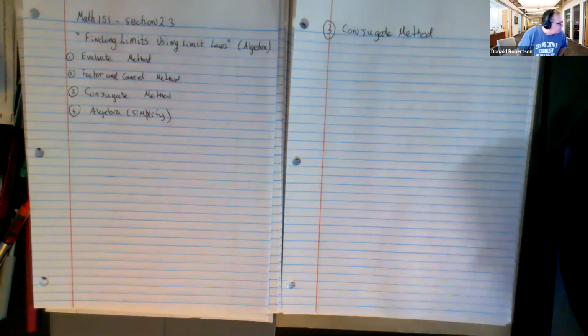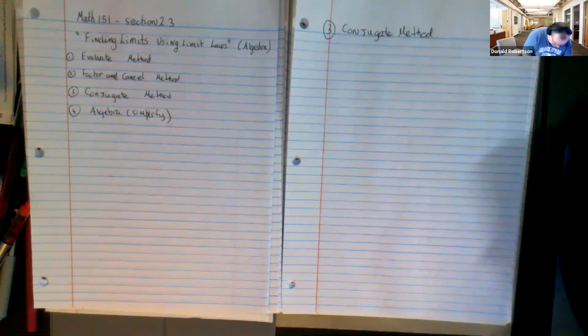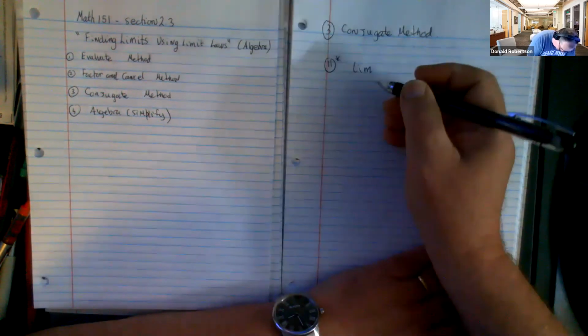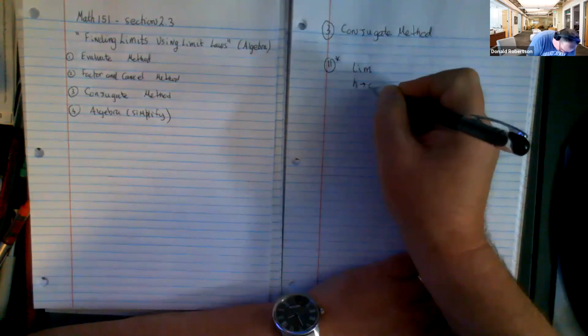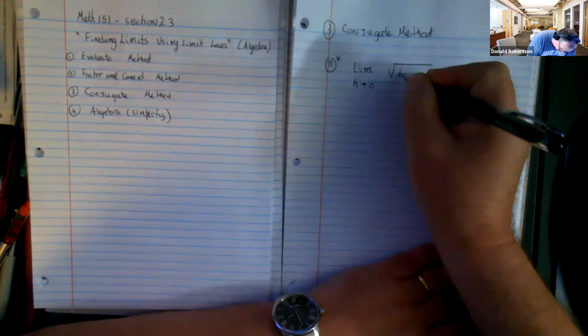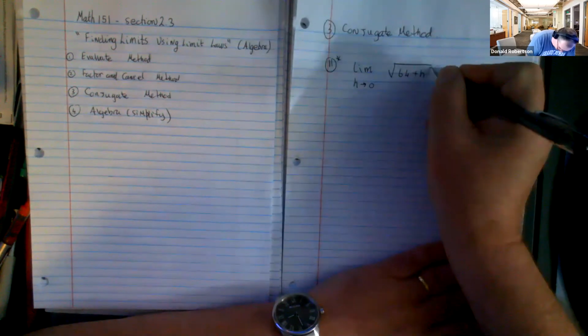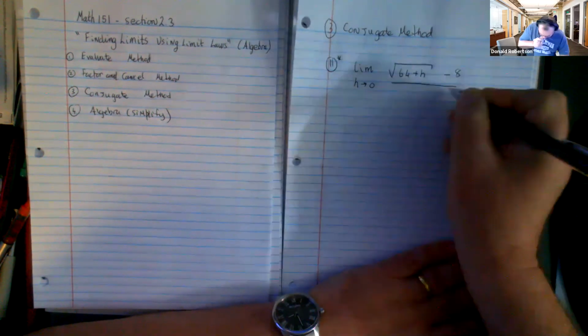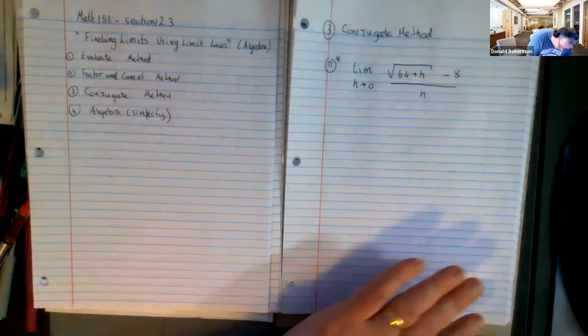So let me pick some examples. Pick one in the top, I think. Yeah, okay. This one is like question 11. So we're going to do the limit as h tends to 0 of the square root of 64 plus h, take away 8, over h. A little bracket around it.